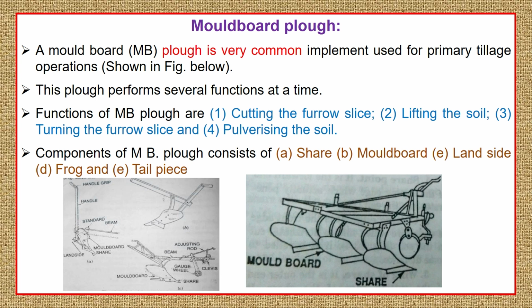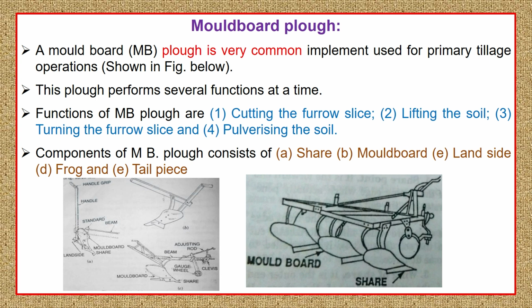There are some components, main parts of the MB plough also, like share, moldboard, landside, frog, and tailpiece. These are all the main parts of the MB plough, as you can see in the picture. So share is again the main part of the plough where it cuts the soil horizontally, and this is the point of the plough where it penetrates first into the soil.